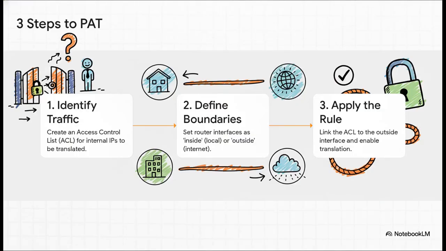And setting this up is actually a really logical three-step process. It's super straightforward. First, we have to tell the router who is allowed to go to the internet. We do that with an access list. Second, we have to define our boundaries. We basically tell the router, hey, this side is our inside network and this side is the outside internet. And finally, step 3, we apply the master rule that just ties it all together.